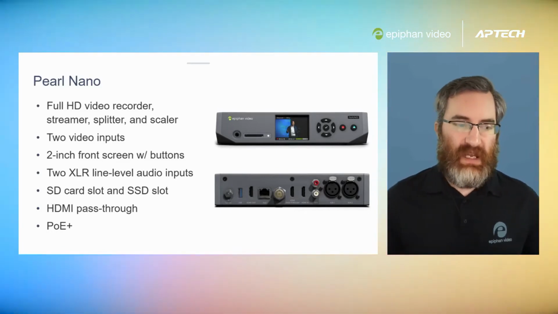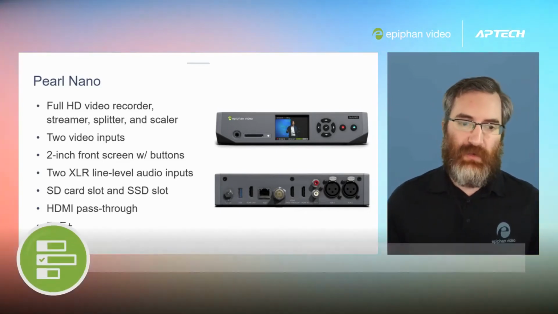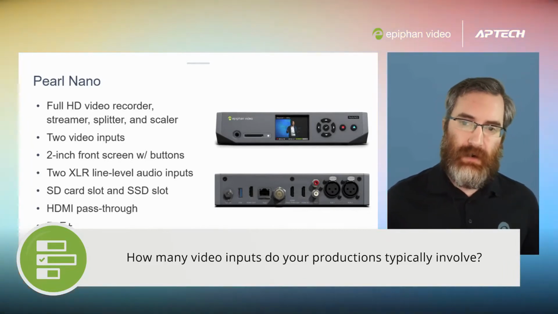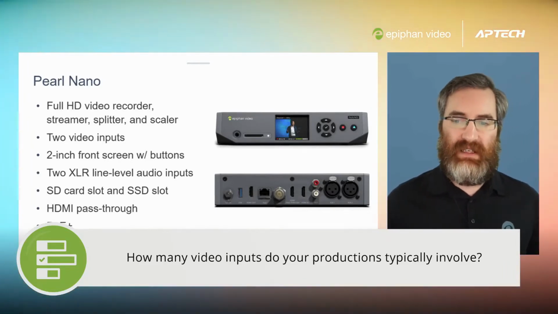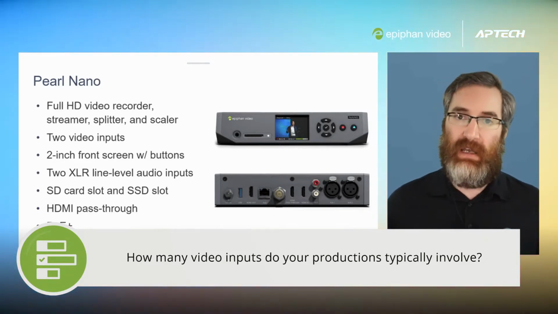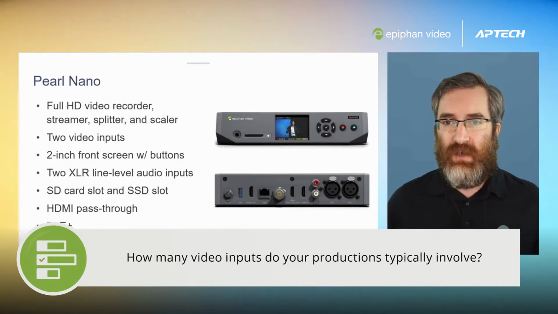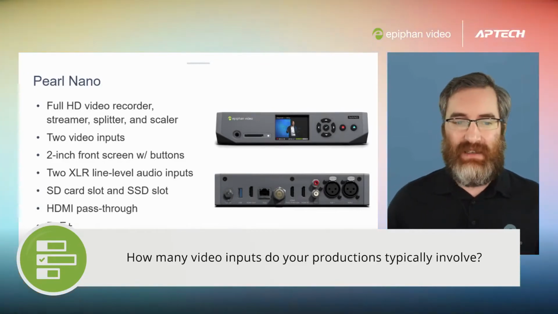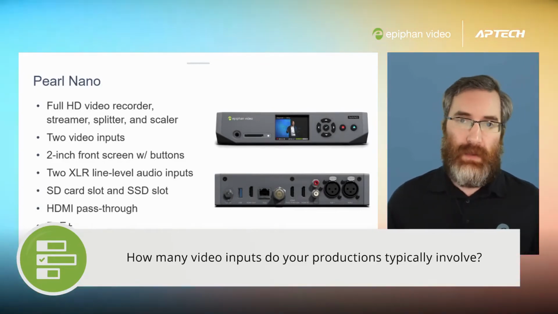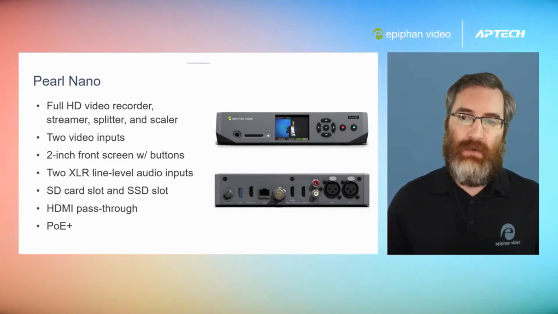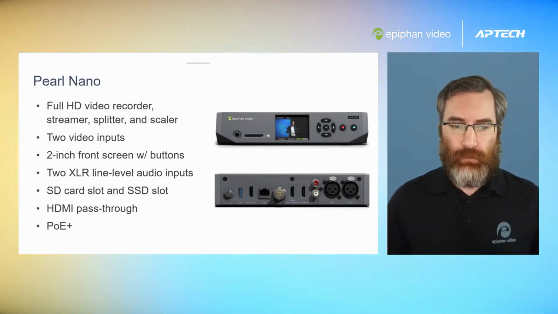One of the things that makes the Nano most unique in the Perl family is that it has an HDMI pass-through port. This is there to be basically a zero latency pass-through of that HDMI input, giving you that splitter functionality built into the device. So this means you can easily put it in line with your main source and maybe feed a projector at the same time without any extra gear.